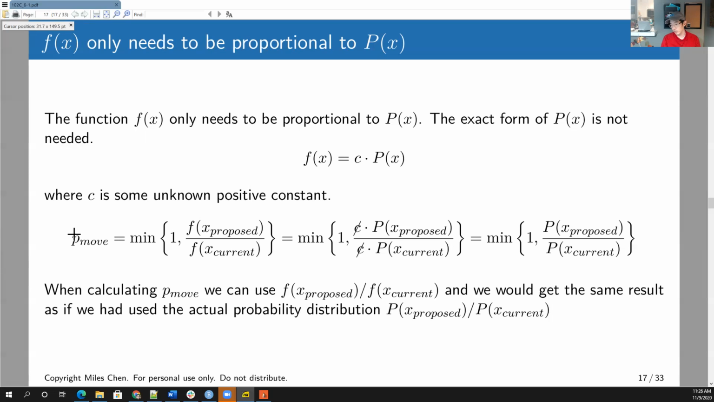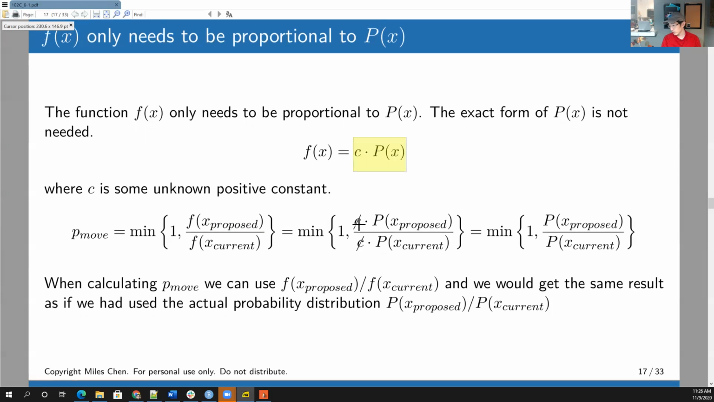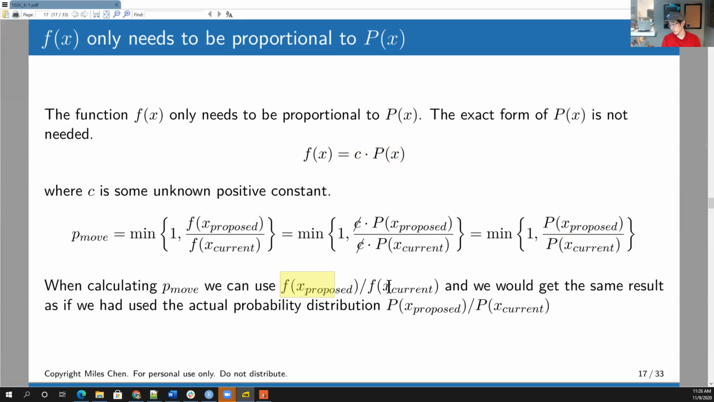Because if you calculate P move as F of X proposed divided by F of X current, you can see that if F of X is equal to C, some constant times P, the C's will cancel, and it's equivalent to using P of X proposed divided by P current. So using F of X would give you the same result as using the actual probability distribution. So F of X only needs to be proportional to P of X.